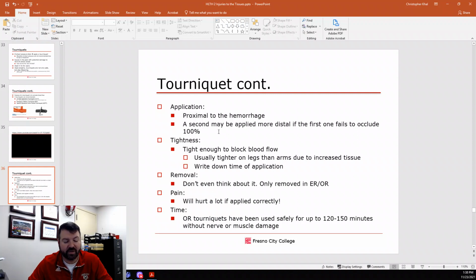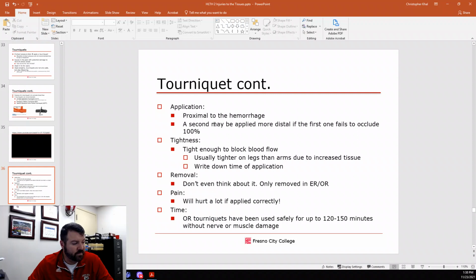If you put a tourniquet on, you don't take it off, no matter what. I don't care what they say. If they threaten me, you don't take it off. You let the ER take it off. But you can always put a second or a third on if you've got it.